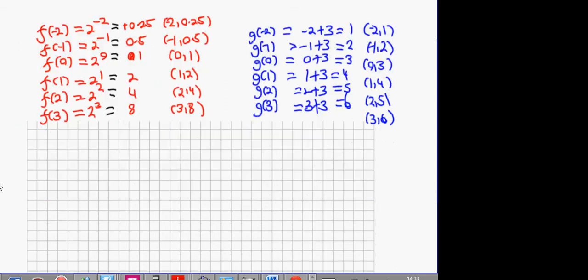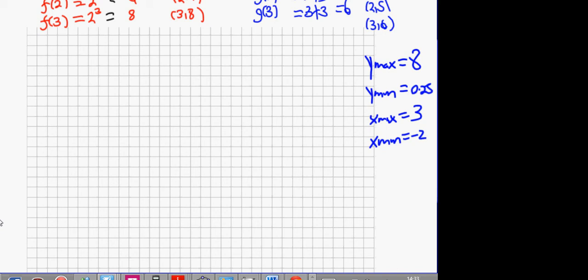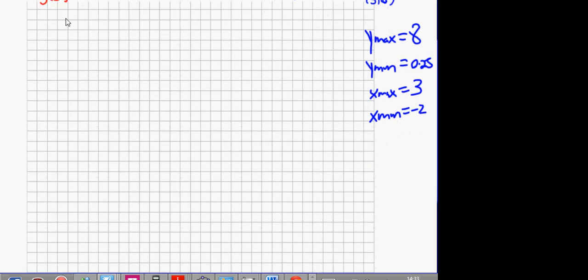Now, what's the maximum value of y in both of them? Let's go for y max. What's y max? 8. Is it? Yeah. Y min? 0.25. X max? 3. X min? -2. Perfect. Okay, let's stop here. We don't have to be concerned about negative numbers, do we? That's true, isn't it? No negative numbers.